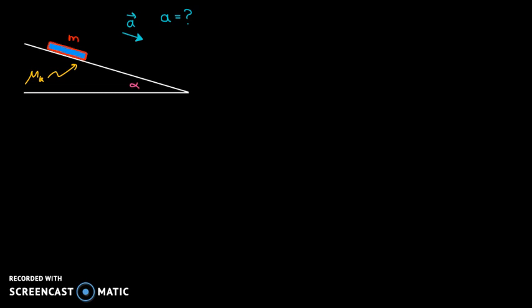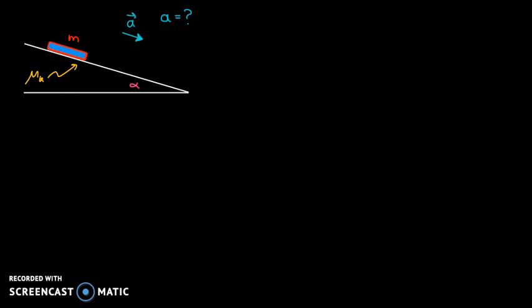Now, what am I going to do first? Well, there's an object that is accelerating. I want to find the acceleration, so let's actually apply Newton's laws, right? And what laws are those? Well, if there's acceleration, that's the second law. So along the direction of the incline, we're going to apply Newton's second law.